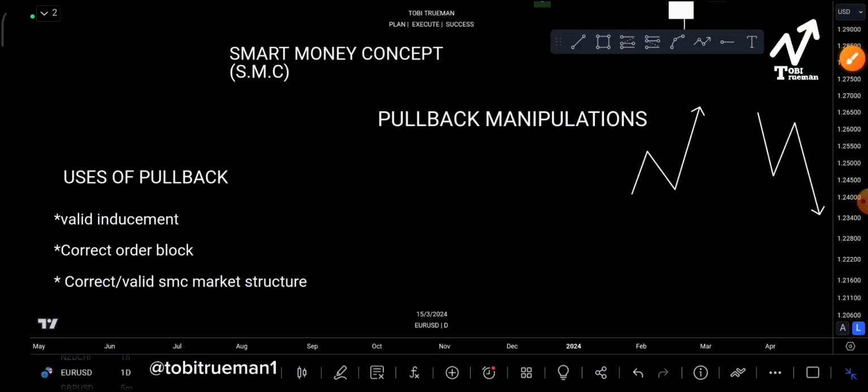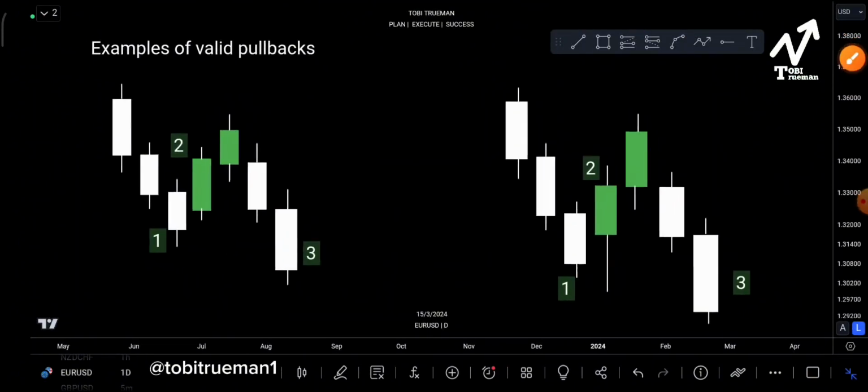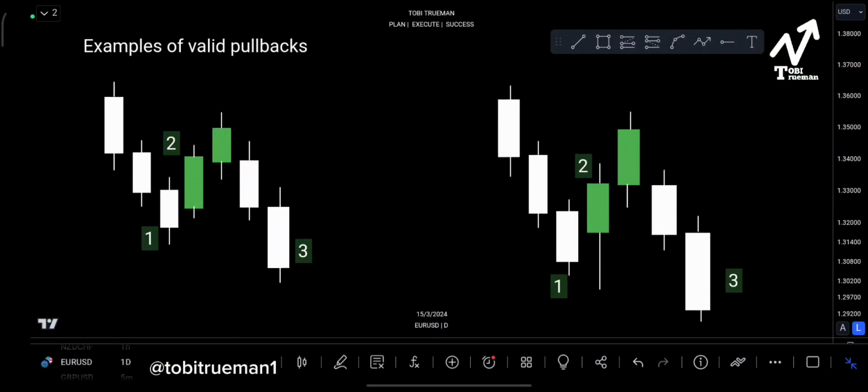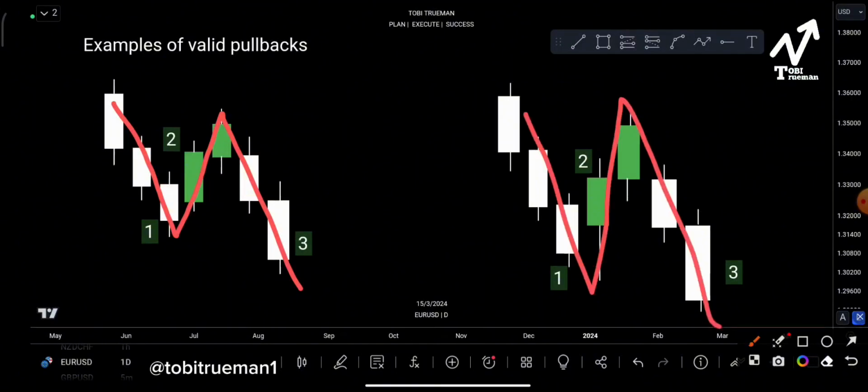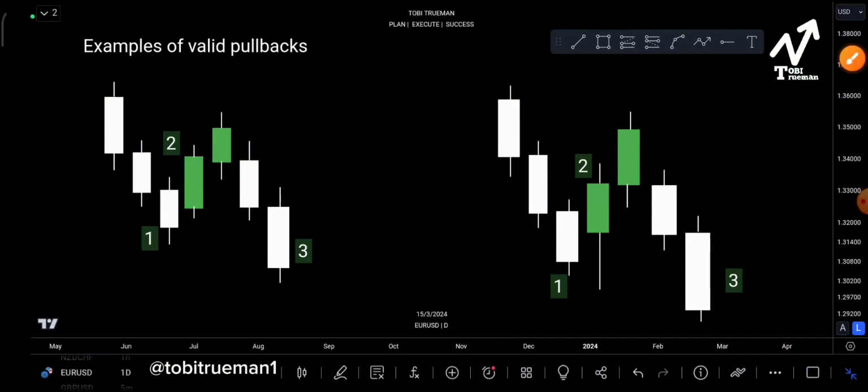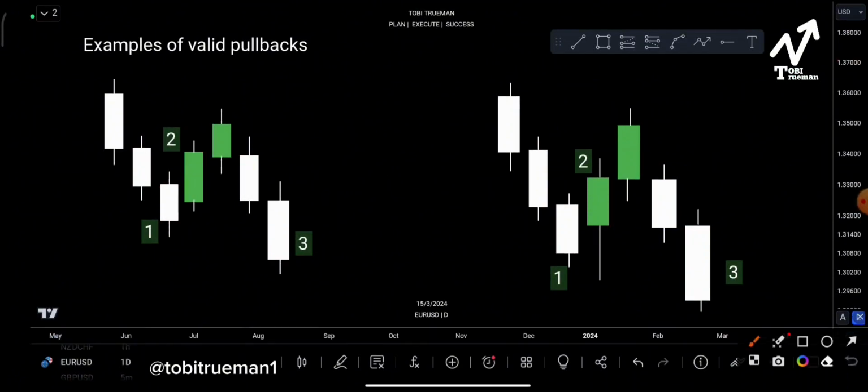Let's first look at examples of valid pullbacks. By seeing this pattern alone, we know that this is a downward movement, a bearish market. This also applies to a bullish market. So this market is selling, this one is selling, this one is selling. How do we know which one is our correct pullback? Let's assume we want to identify our inducement, and we know that this is a valid pullback. Our inducement point will be at this point.